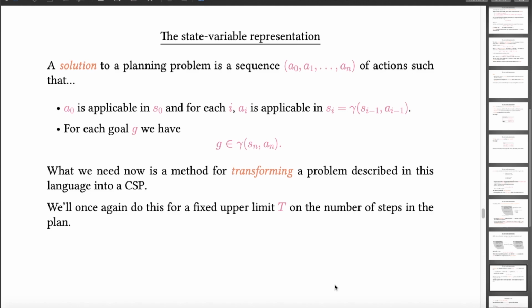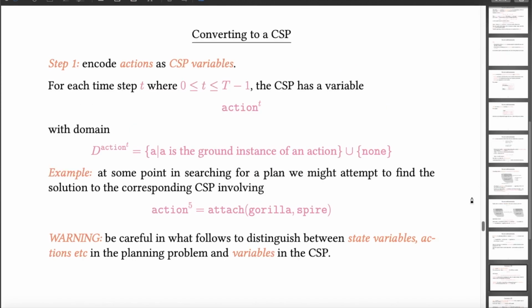Now this has something in common with the idea of transforming to an equivalent SAT problem, because we're going to have to try increasing time limits for the possible length of the plan, and at each stage searching for a solution, and then if we can't find a solution, extending the potential length of the plan by another step. And the procedure works like this.